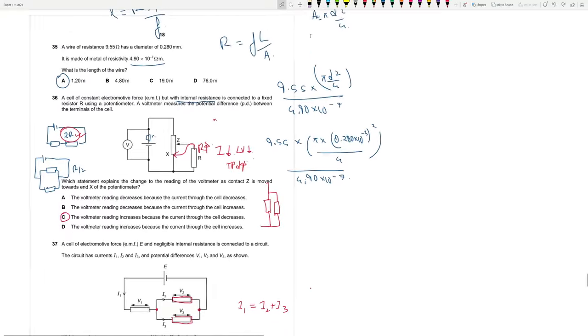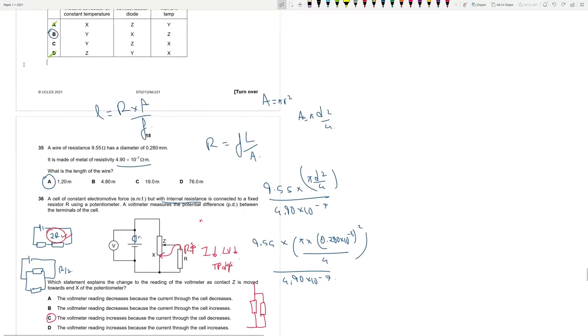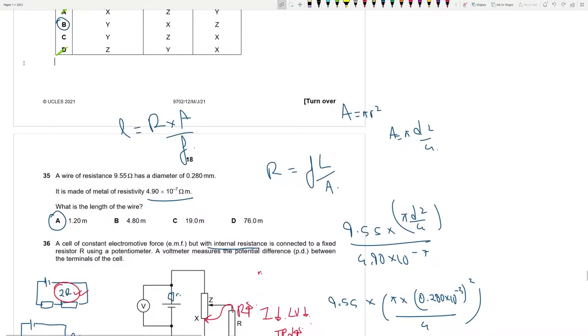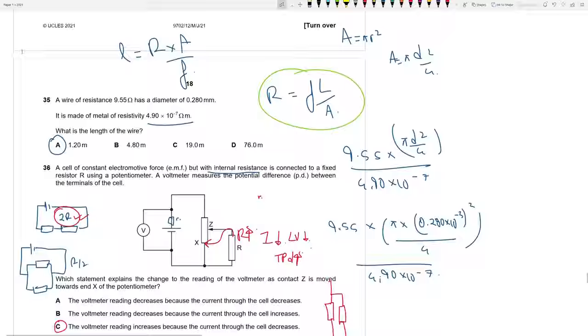Moving on to the last few sums. 35. A wire of resistance 9.55 Ω has diameter 0.280 mm. It is made of metal of resistivity this. What is the length of the wire? R is equal to rho L by A. So L is equal to RA by rho. So R is 9.55. A is pi d square by 4. Pi into 0.280 into 10 to the power minus 3 whole square by 4. Divide by the resistivity 4.90 into 10 to the power minus 7.